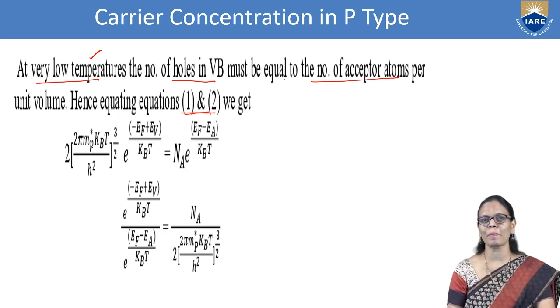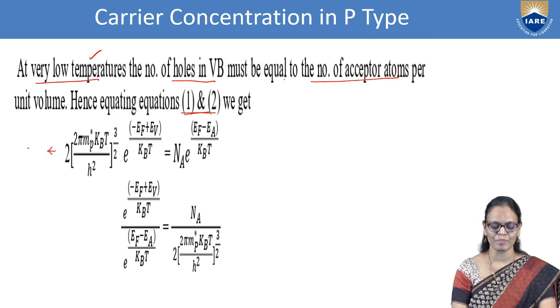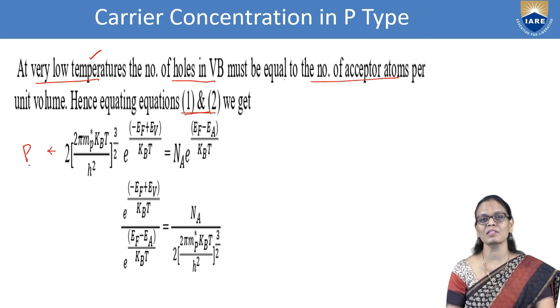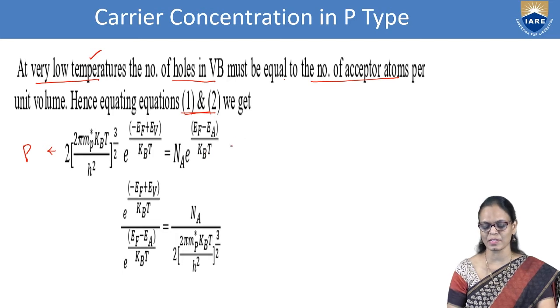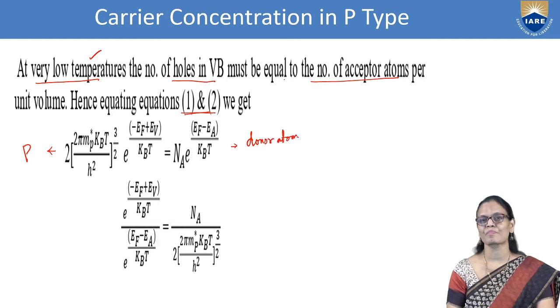So 2 into (2 pi mp kBT by h square) power 3 by 2 e power (minus Ef plus Ev) by kBT represents p, the concentration of holes in the valence band. And here Na into e power (Ef minus Ea) by kBT represents the concentration due to the acceptor atoms.